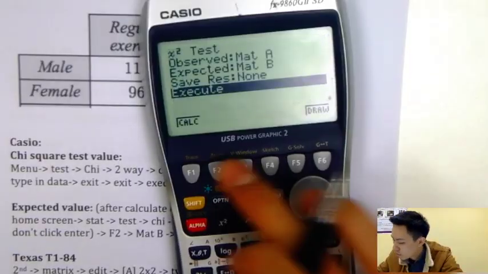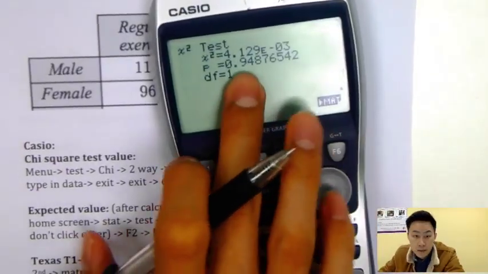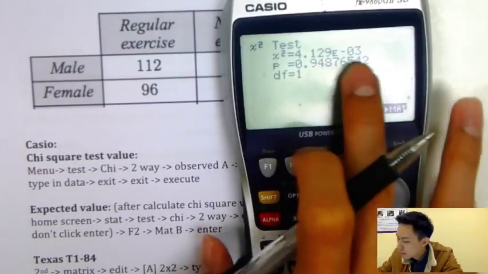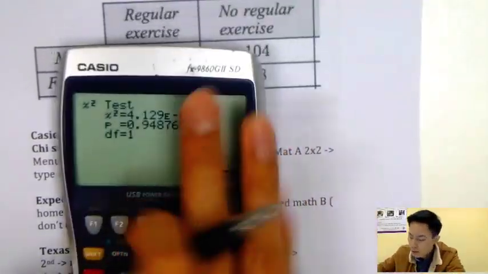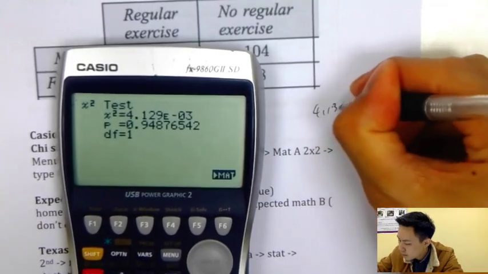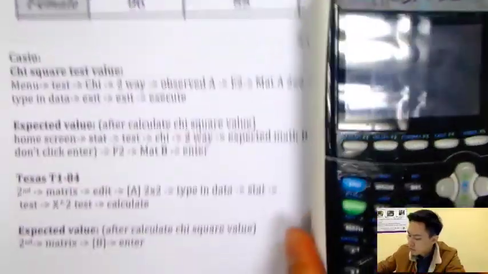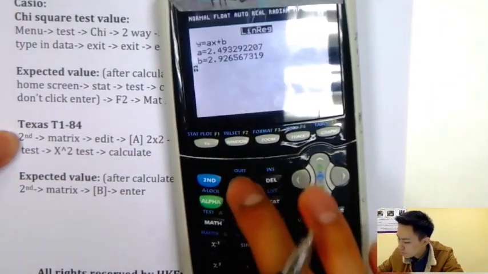Oh wait, not draw, sorry. So calculate. Then you get the chi-square test value. This is 4.129 times 10 to the power negative 3. Yeah, 4.13 times 10 to the power negative 3.